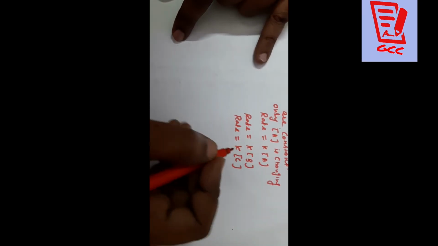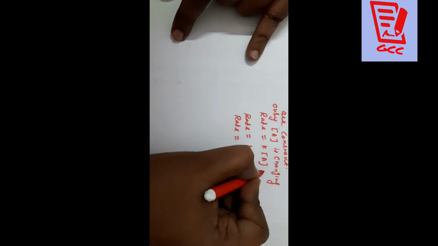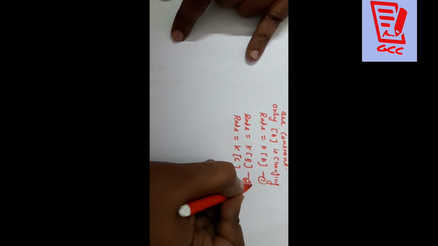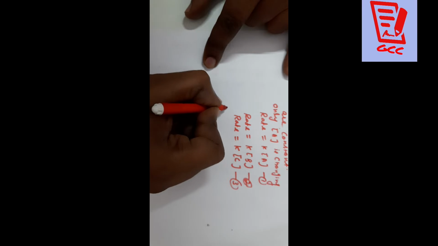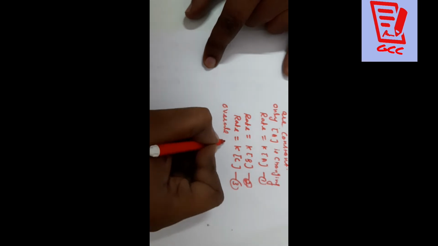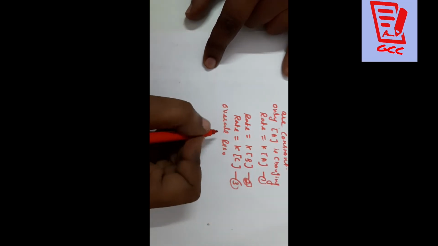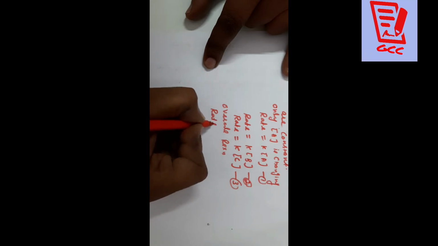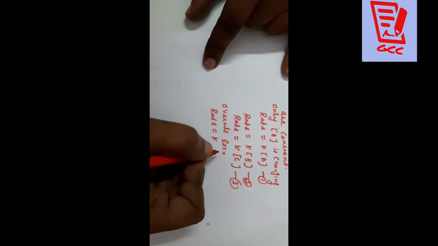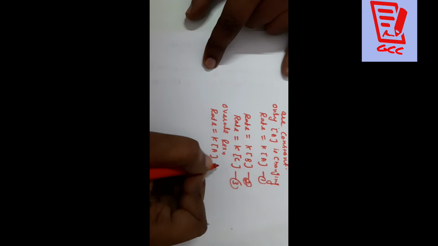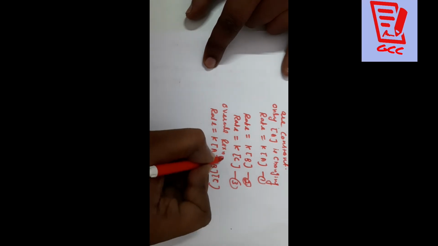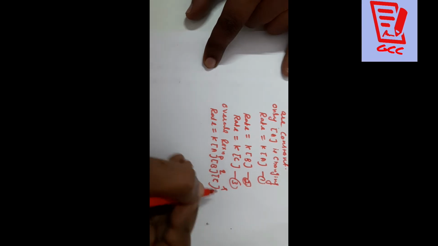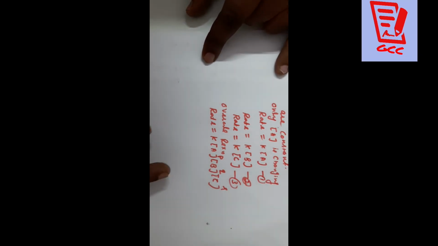Let this be number 1, this number 2, this number 3, and we can find out the overall order of the reaction. Then the overall rate we can write like this: rate equals K, A to the power P, B to the power Q, C to the power R. These are the experimental orders I have written there.